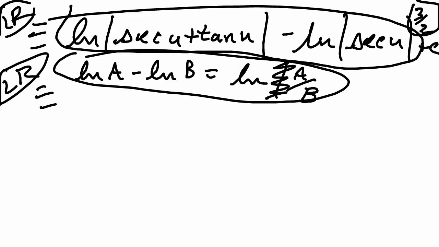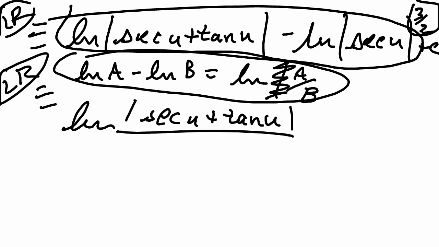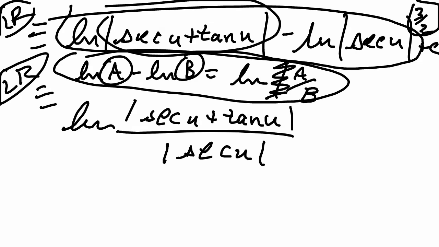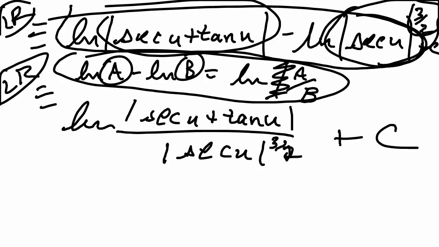So what I'm going to do is use this log rule on this part right here. I'm going to rewrite this as the natural log of, this is going to be the top one, which is secant u plus tangent u, divided by the bottom one, absolute value of secant u. So that's my a, that's my b, right here. There's a, there's b, except that I have secant u to the 3/2 power. So don't forget that. I had that 3/2 there. I didn't really see that. And then of course I got the plus c at the end that nobody cares about until your final answer.